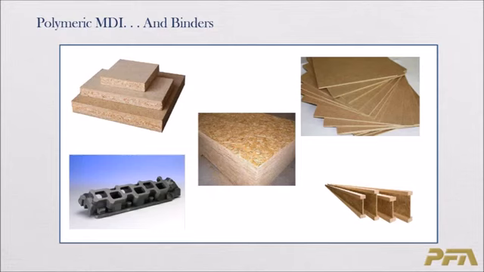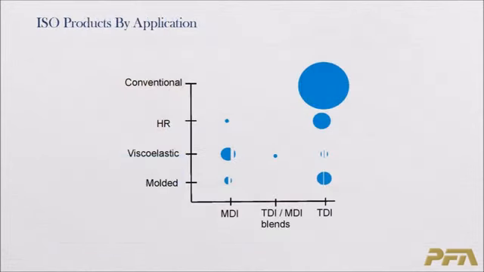Now, if we look at the isocyanate products by the end application, conventional foams are essentially exclusively all TDI based. HR foams, there is some that are based upon MDI. The majority is based upon TDI. Viscoelastic is a little bit the reverse. Most of the viscoelastic foams are MDI based rather than TDI based, but there are some people who make foams using a blend of TDI and MDI for viscoelastic technology. Molded foams, again, use both isocyanates, the majority being TDI.